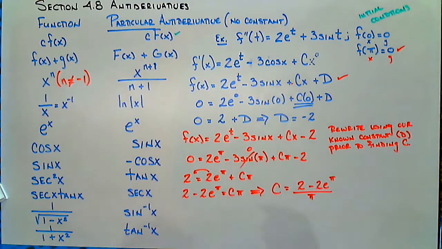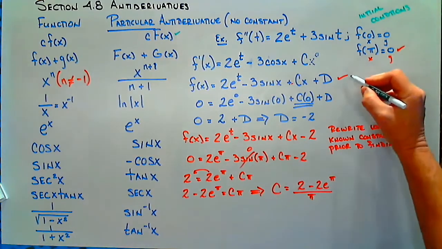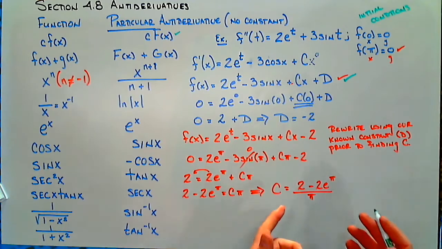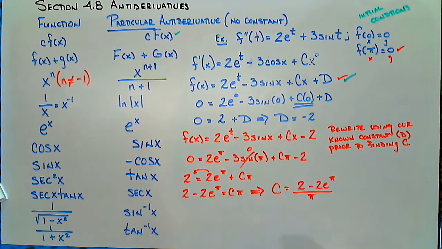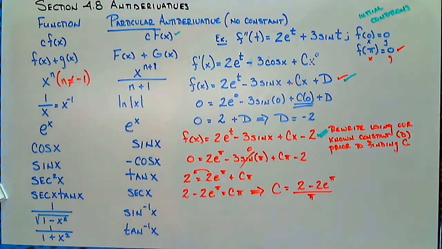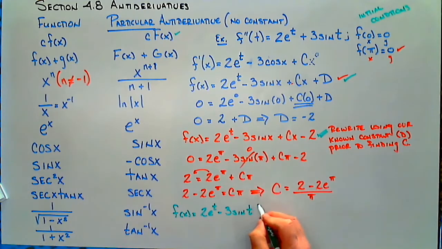So our final solution, we're not done. Our final solution is we have to come back here to our function, and we've got to rewrite it again now that we know c and now that we know d. When we've already plugged in our c. So what is our final solution? Our final solution is f of x equals 2e to the t minus 3 sine, I don't know, a little x there. I'm sure you all self-corrected that.